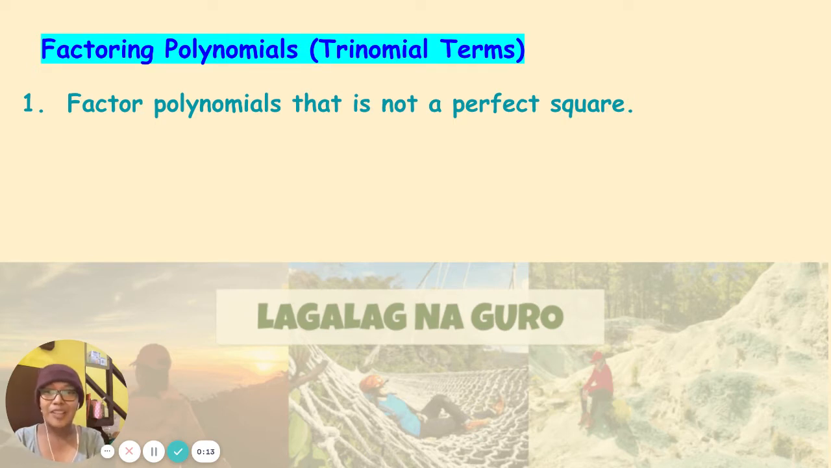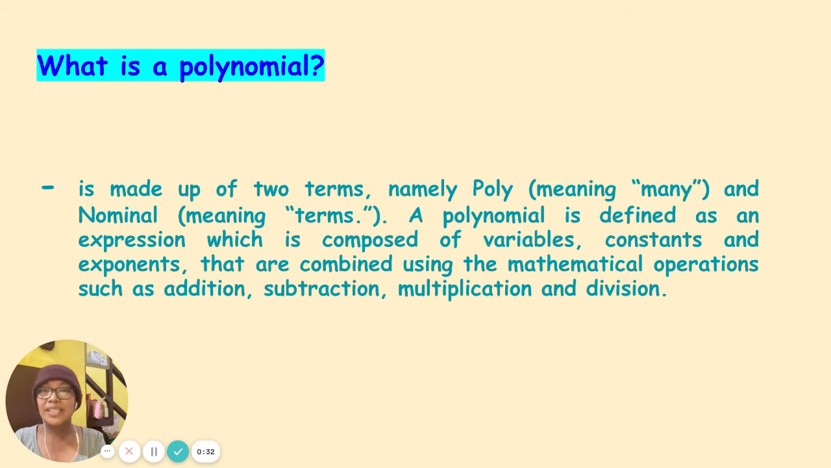At sa araw na ito, ang ating pag-aaralan ay factoring polynomials in trinomial terms. So, our goal is to factor polynomial that is not a perfect square. Previously, pinag-aralan po natin ang factoring ng mga perfect squares and perfect cubes. Okay? So, let's proceed. So, what is a polynomial?